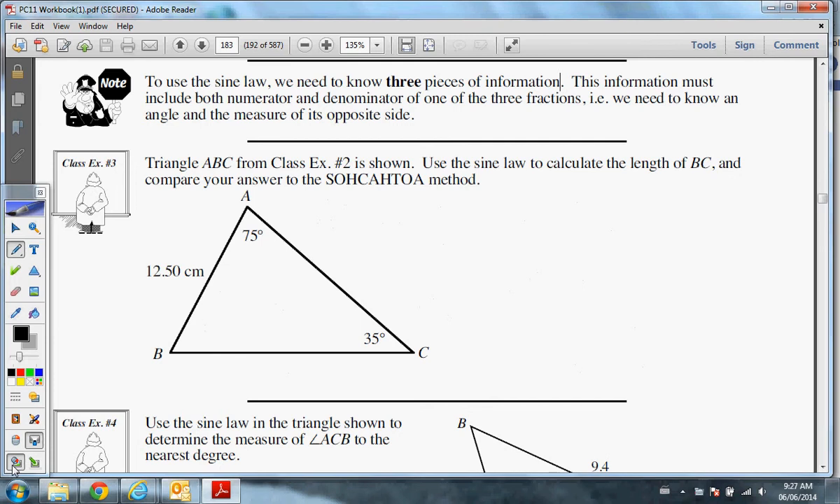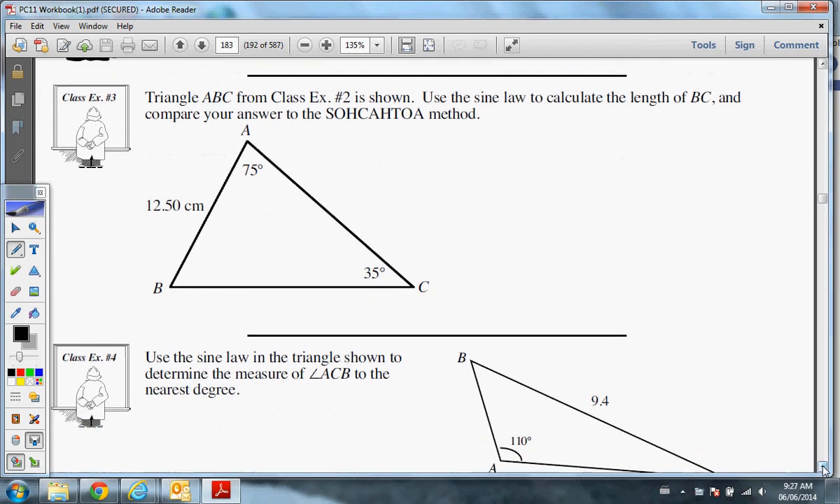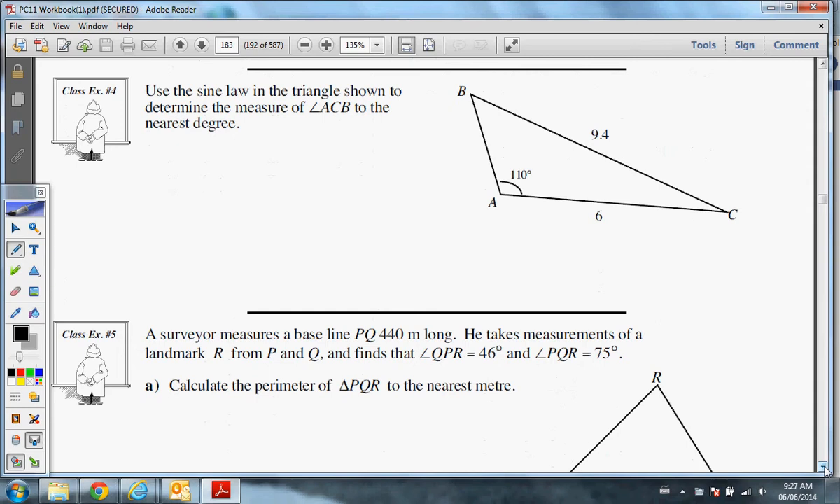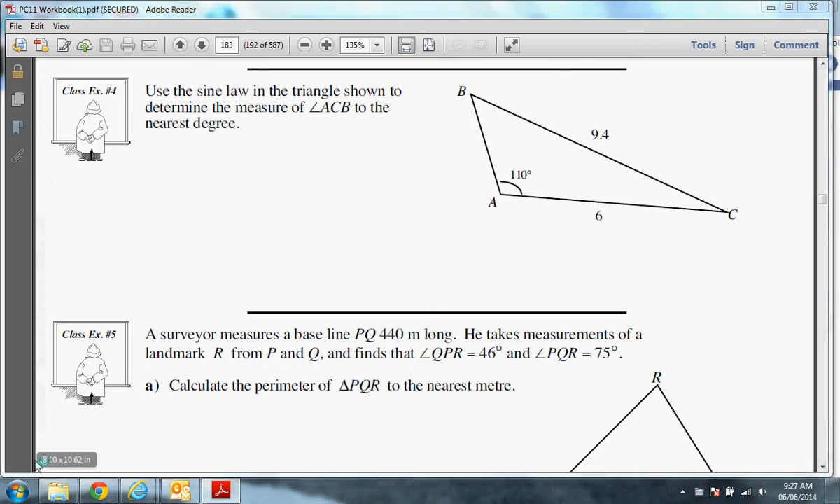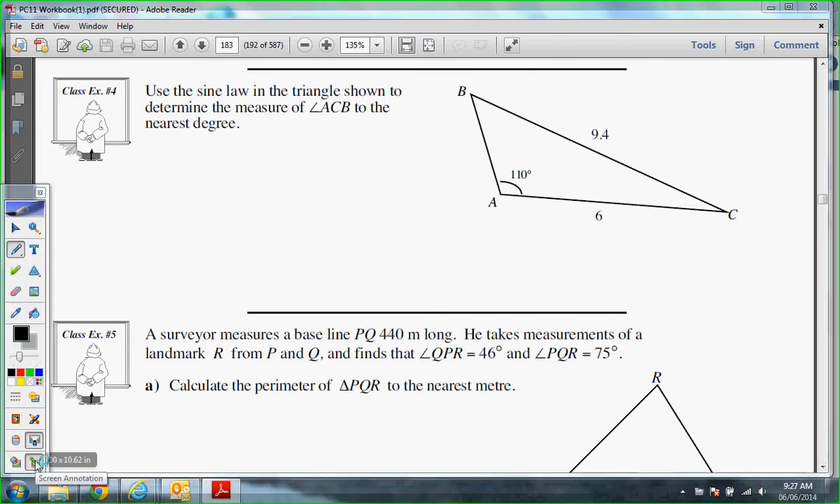All right. Example 4. Okay, use sine law of the triangle shown to determine the measure of angle ACB to the nearest degree. So we're trying to find ACB. So we're trying to figure out this guy. Okay, so what is my problem with this, or what do you notice that's going to kind of maybe annoy us?